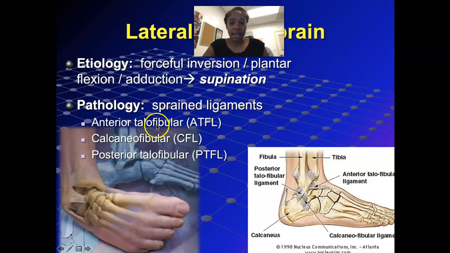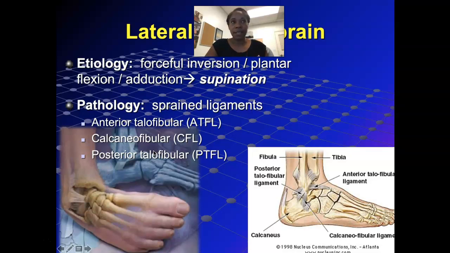And so anterior talofibular ligament, again, talus and fibula. Calcaneal fibular ligament means the calcaneus and the fibula are attached. And then the posterior talofibular ligament, talus and fibula are going to be attached to one another, right? These are the ligaments that are most often sprained in a lateral ankle sprain.